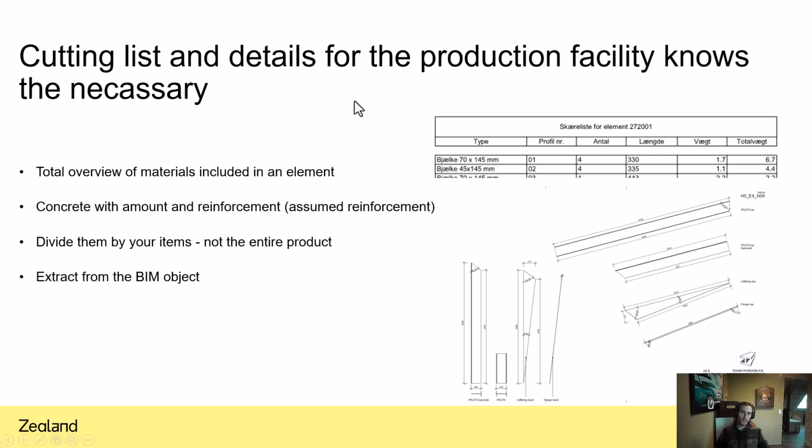So why is it necessary to make a cutting list and details for the production facility? So they need to know the necessary, okay? And that's part of your scrutiny and your thoughts. How much do they need to know? How much do you need to know for you to be able to make this if you were on the production side?